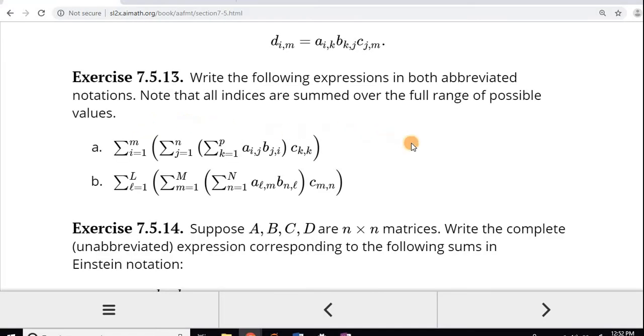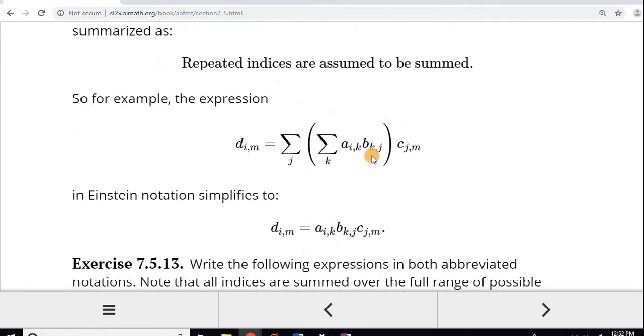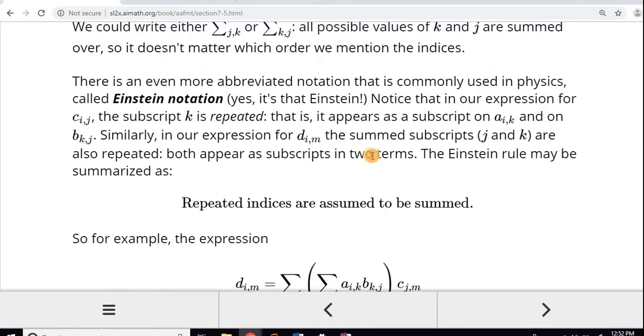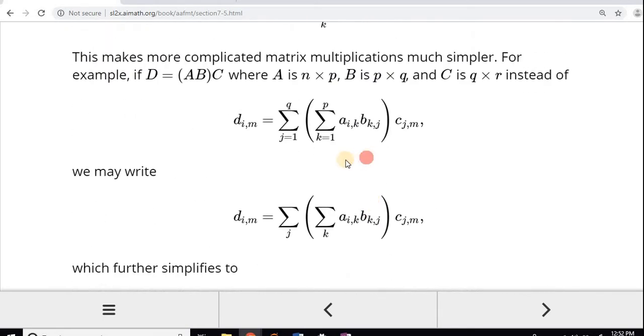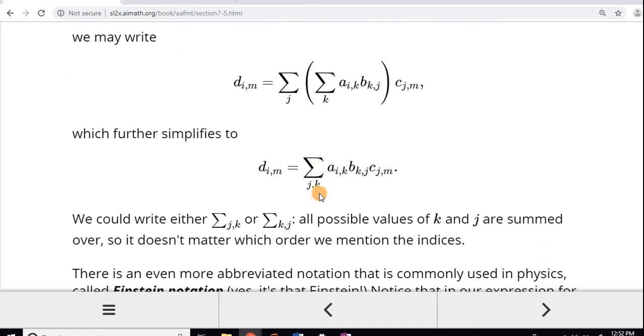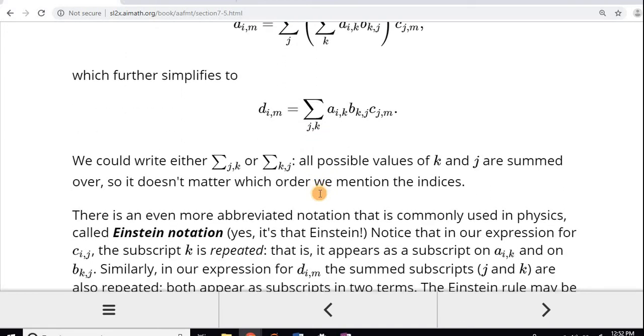Now the two abbreviated notations. For this one, you basically just leave off the upper limit. That's pretty much what it is. You just leave off the upper limit, and then for the other one, you don't even put the sum.